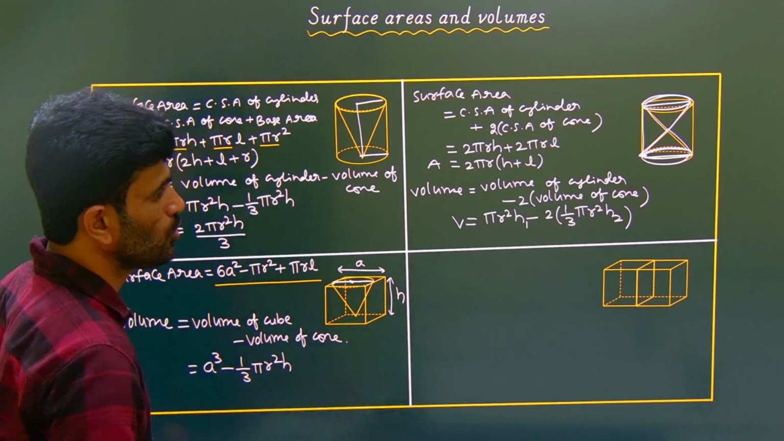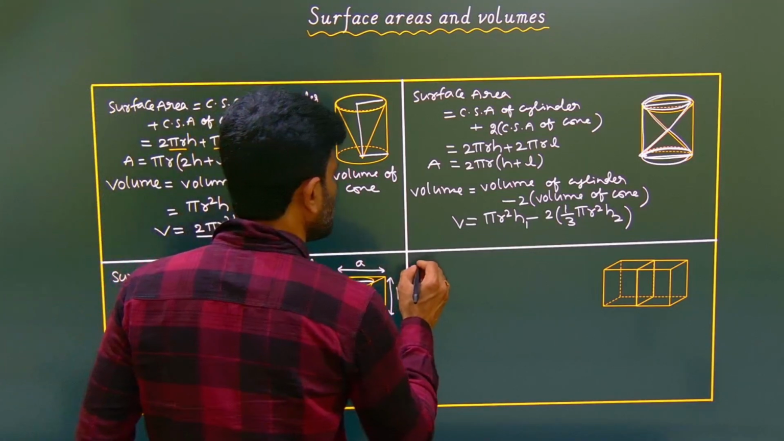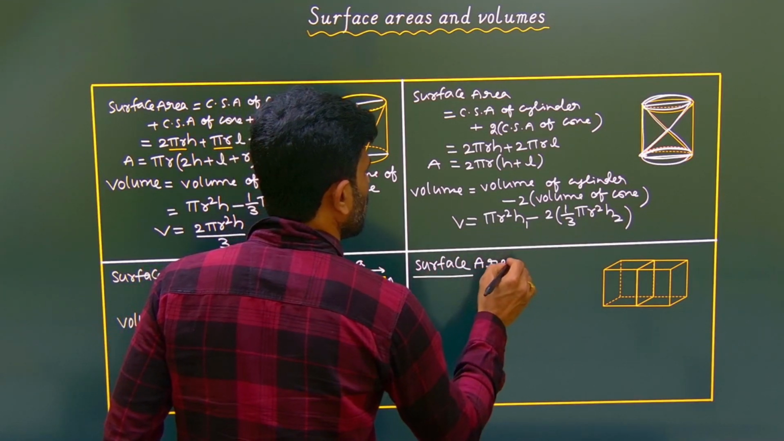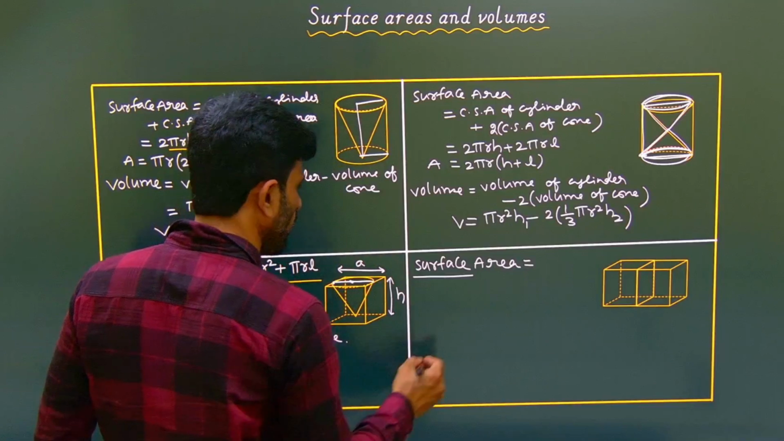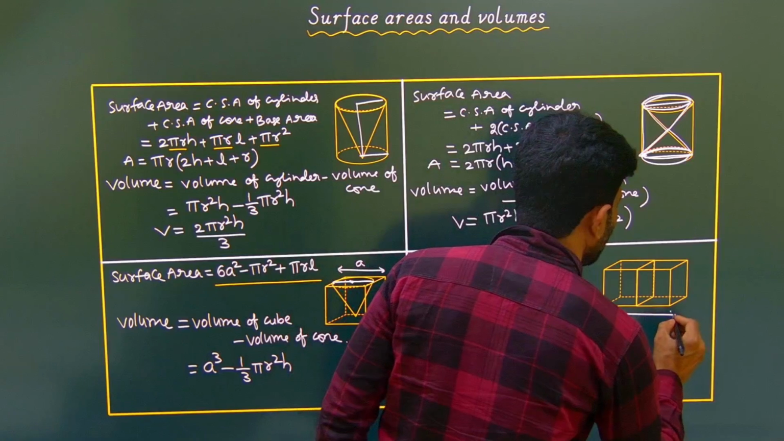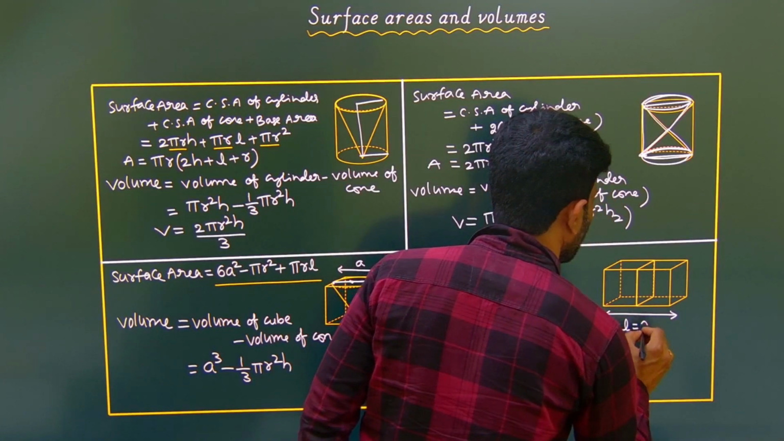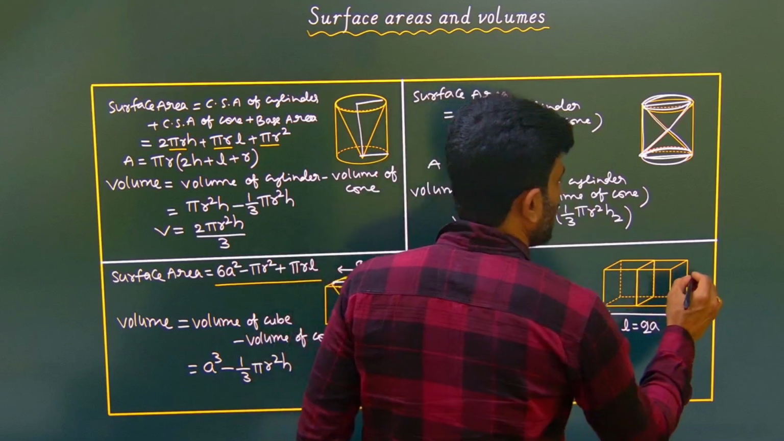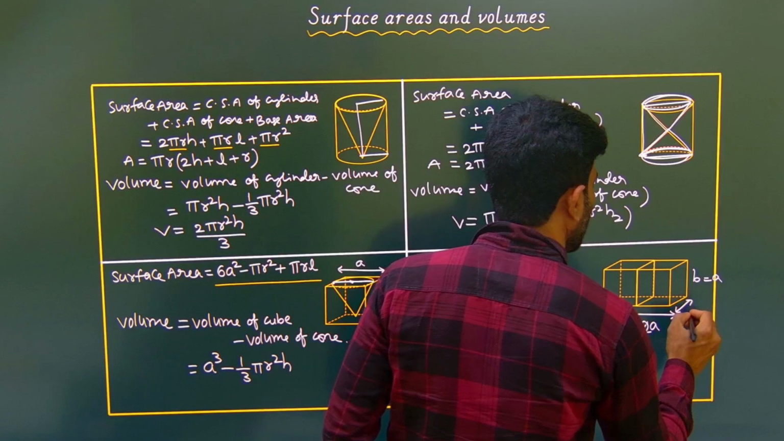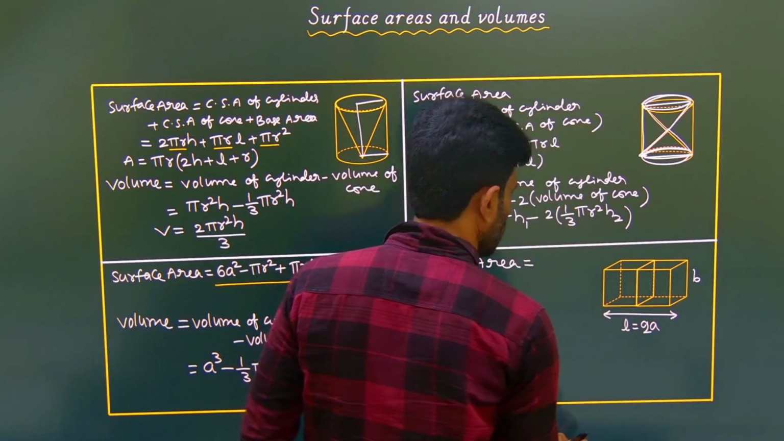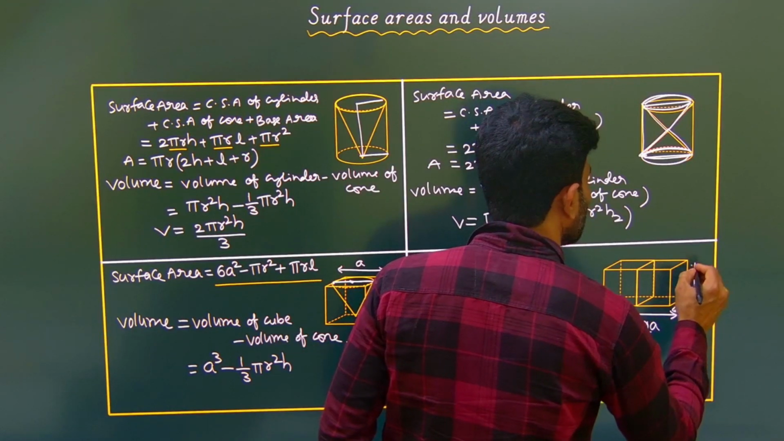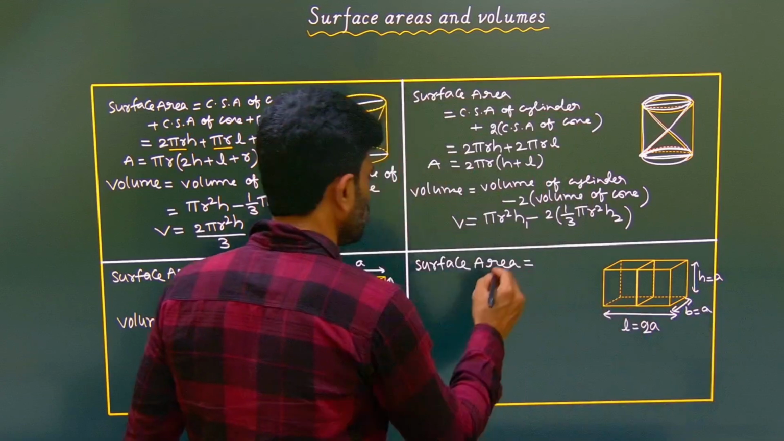Now coming to here, two cubes are attached. When two cubes are attached, it will become a cuboid. So how can we find surface area of this solid now? For this cuboid, length will be equal to 2a, and breadth will be equal to a. Breadth and height both are equal to a, the side of the cube, there is no change.